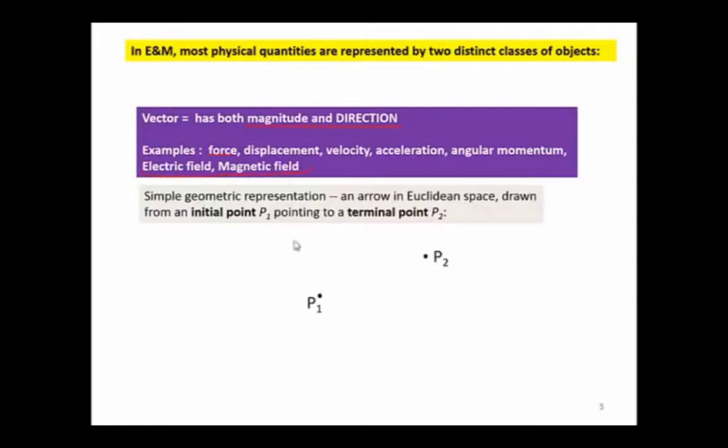If you have 2 points in space and you take these points as P1 and P2, then if you go from this initial point to P2, you end up with a vector. It has the magnitude, which is the distance between those 2 points, and it has the direction given by this arrow that points from P1 to P2.